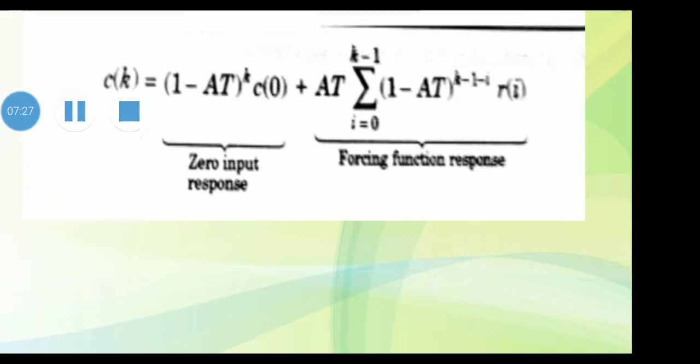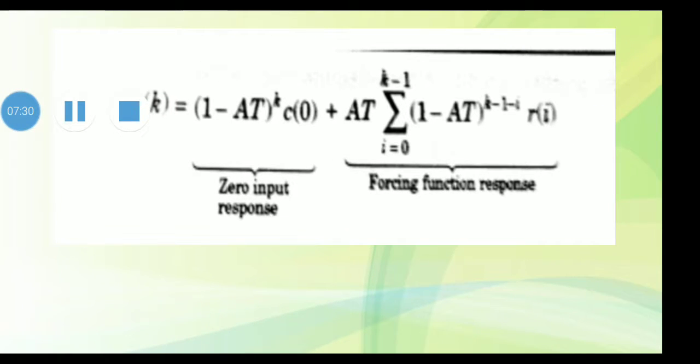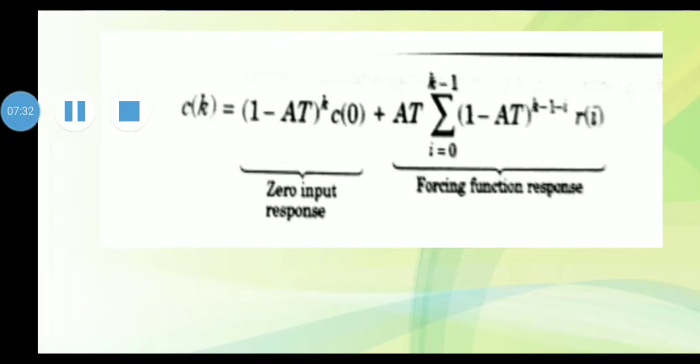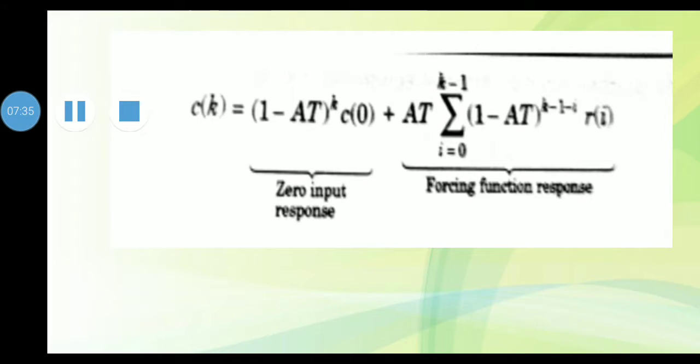So we can write C of K is equal to (1 minus AT) raised to K C of 0 plus AT summation I is equal to 0 to K minus 1, (1 minus AT) raised to K minus 1 minus I into R of I. So the first term is known as zero input response. The second term is known as forcing function response. So next we'll go for state variable analysis and design.